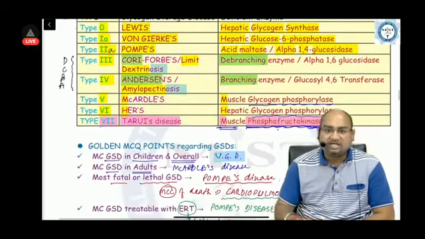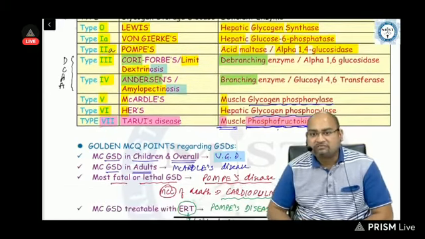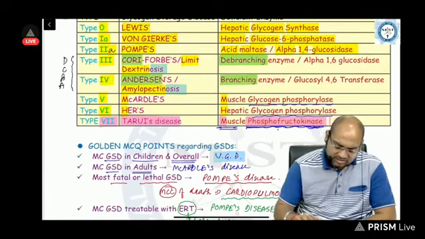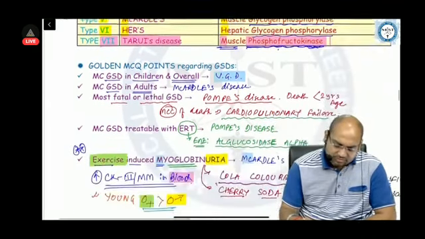Types 5 and 6: M for M, H for H. McArdle disease, muscle glycogen phosphorylase. Hers disease, hepatic glycogen phosphorylase. Tarui disease, beta, muscle phosphofructokinase.